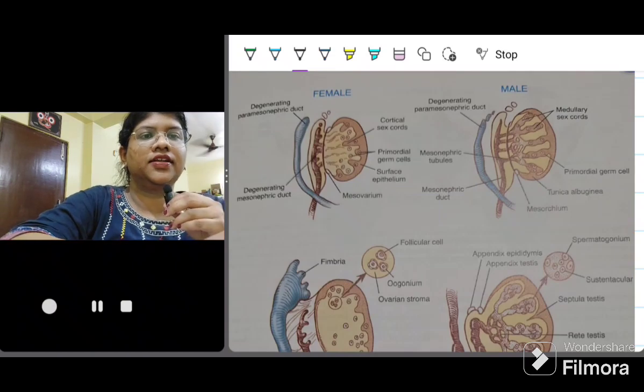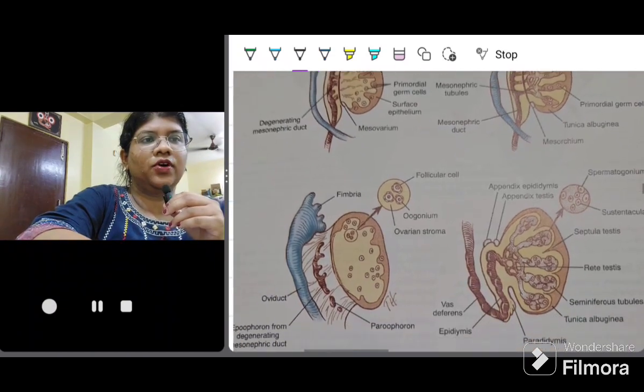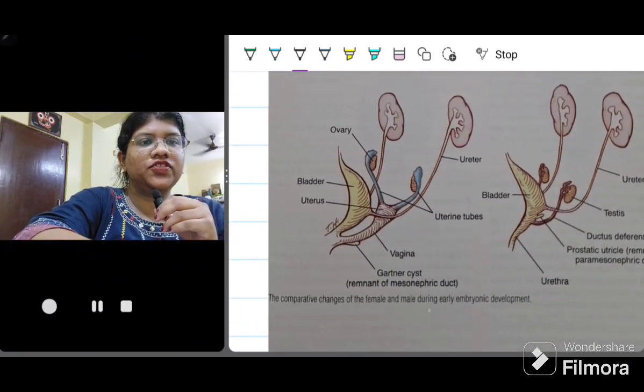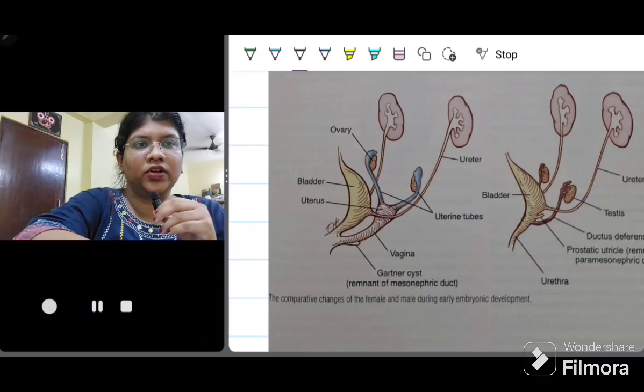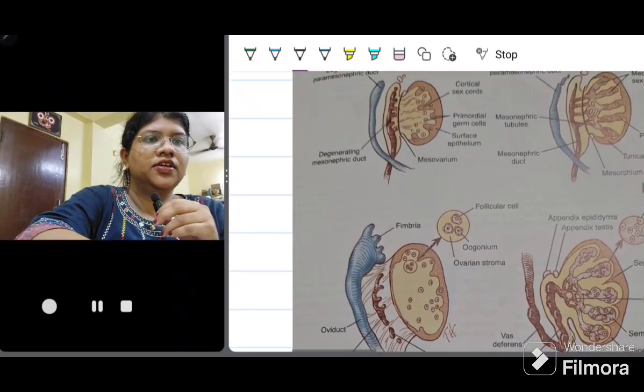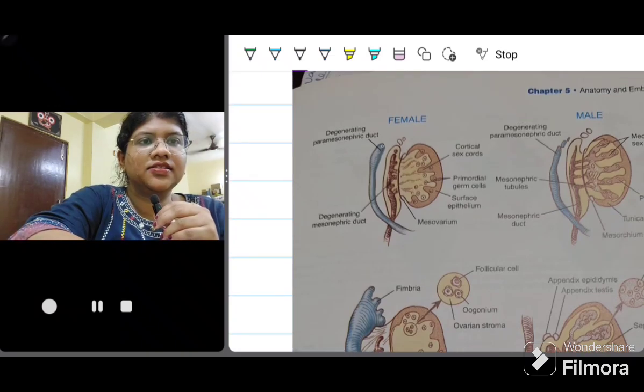Also, this is another image which I have taken from Novak's. So you can see the comparative changes of male and female during early embryonic development. If you see, these are the uterine tubes, that is nothing but the fallopian tubes, and the uterus and the vagina, and these are developing in close relationship to the urinary system. If you see the early part, you'll see this is the degenerating paramesonephric duct and the degenerating mesonephric duct. These are converting into the mature forms.